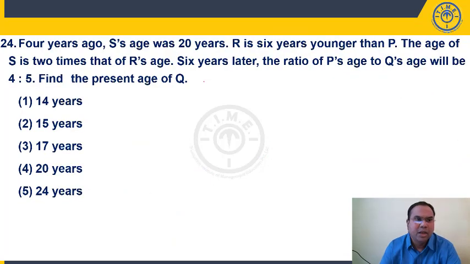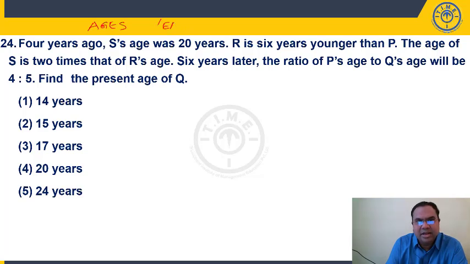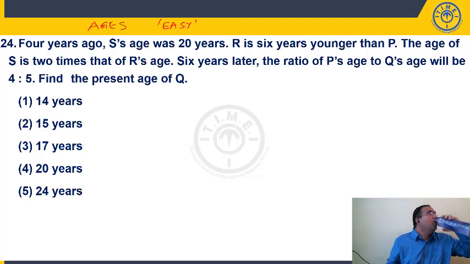Question number 24. It is based on the simple equations ages concept. I can say this is an easy question if you read the question properly. Now the point is, the question is about 3 lines. It looks a little lengthy, but if you write down the given data on your piece of paper, I think this is an easy question. There is no difficulty in solving this particular question. Okay, look at this question, students. 24th question.